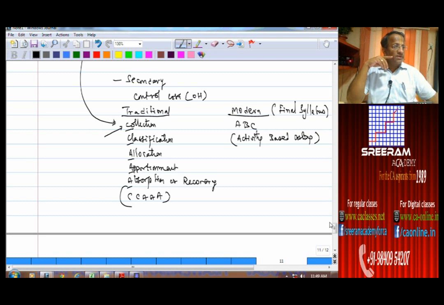So certain expenses will vary with the activity level, and certain items will be fixed. That way we will arrange it. First one classification, then we will arrange.